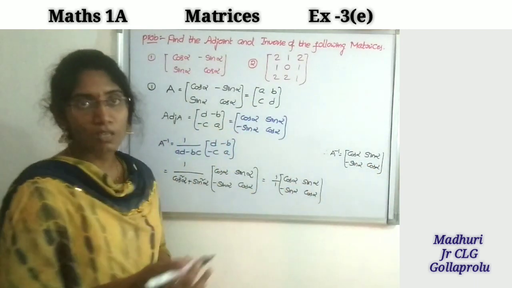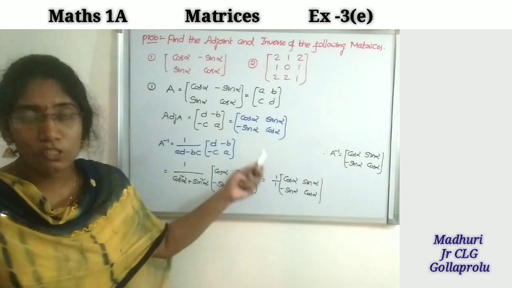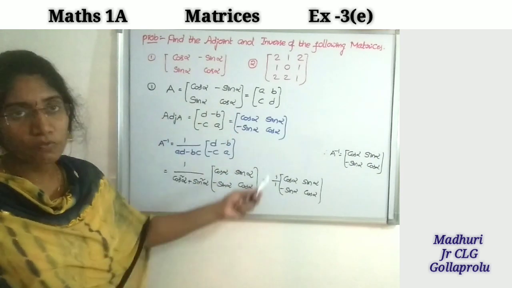Very important for 2 marks. This is a 2 by 2 matrix where we find the adjoint and inverse. Very important for 2 marks.